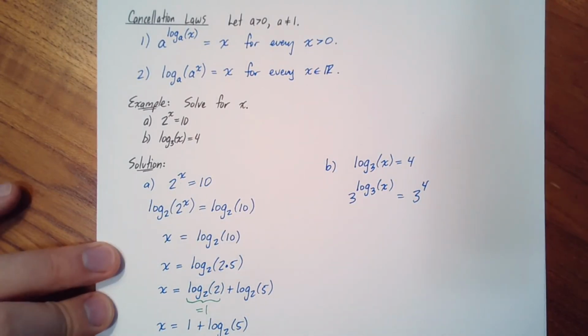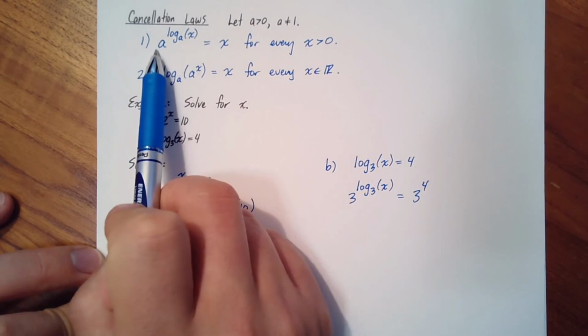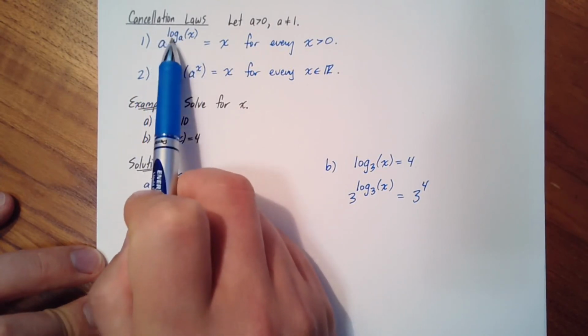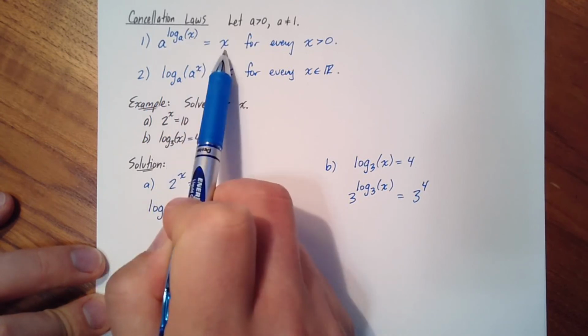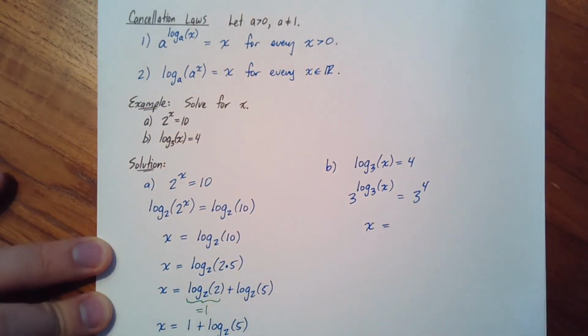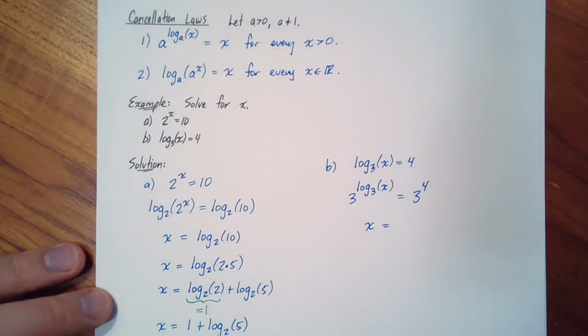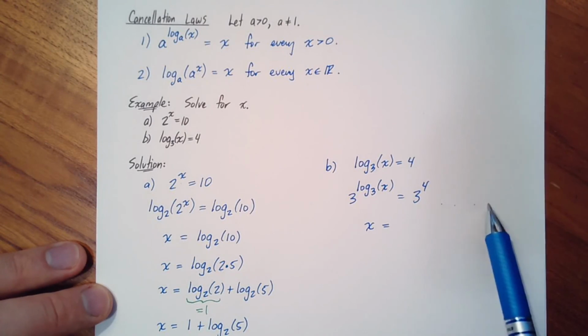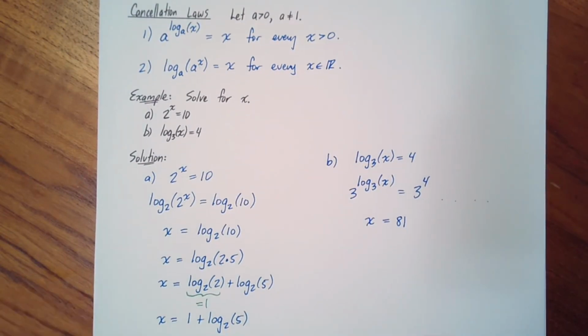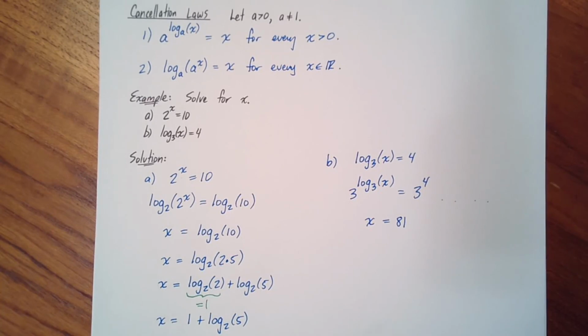Okay, and then what you get now, on the left-hand side, you have exactly this cancellation property, right? With a equal to 3. You've got 3 to the power of log base 3 of x, you're just going to get x. So the left-hand side just evaluates to x, and you get x is equal to 3 to the power of 4, which is like 3 times 3 times 3 times 3. That's like 9 times 9, you get 81. Just a shortcut way of thinking about it. But that's the answer to part B. You can solve for x and you end up getting 81.